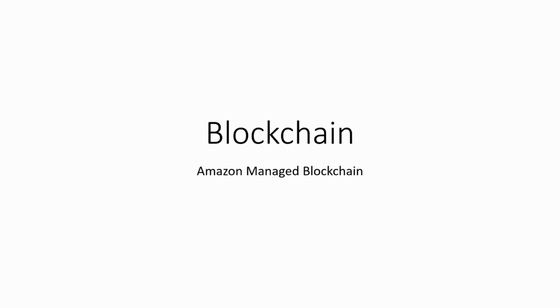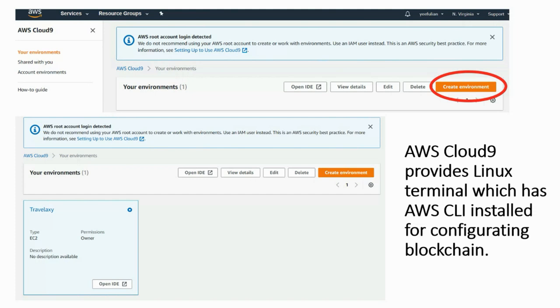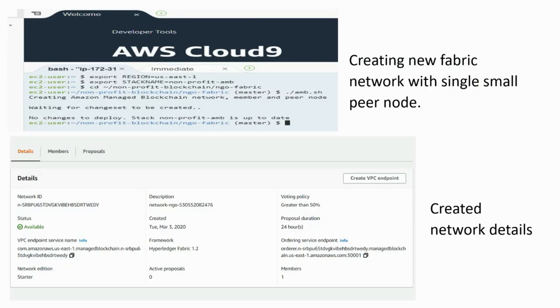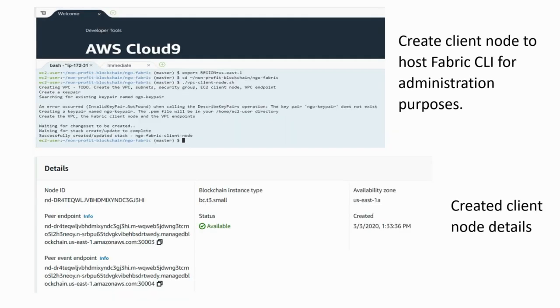My name is Danny Fu, and now I will be presenting the blockchain service. The blockchain service is used to track the reward point movement for data analysis and user loyalty and purchasing behavior. Demonstration will be done through the manual report. Firstly, we have to create a new environment for AWS Cloud9 for configuring blockchain. Then the network will be created with a small peer node. Next, the client node is created to host Fabric CLI for administration purposes.